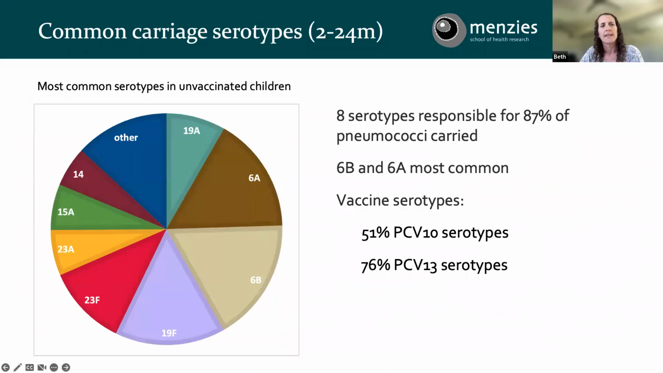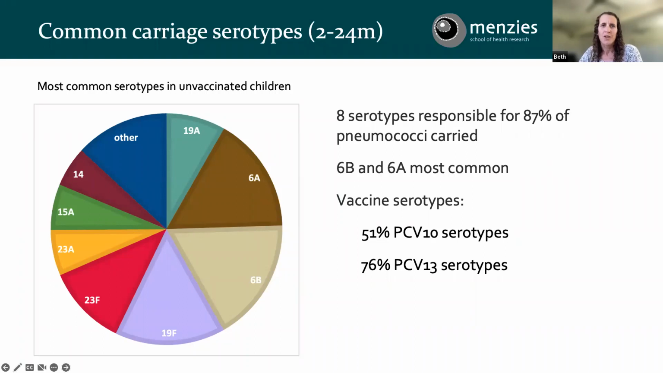We also looked at the most commonly carried serotypes in unvaccinated children, and we found that 87% of all the pneumococci carried over all the time points belonged to only one of 8 serotypes. The most common of those were 6B and 6A, and surveillance data from Central and Southern Vietnam also find serogroup 6 is common in invasive disease among children under 5.